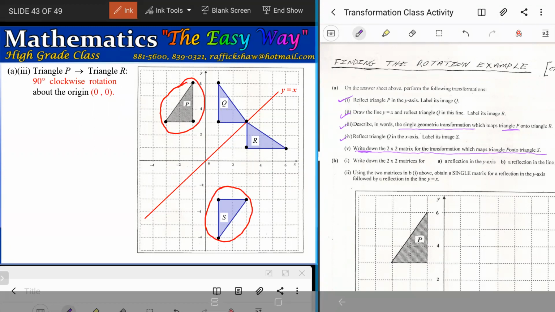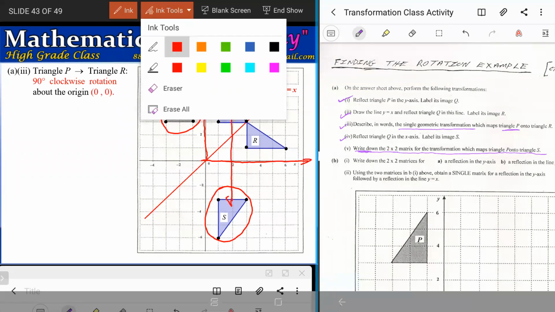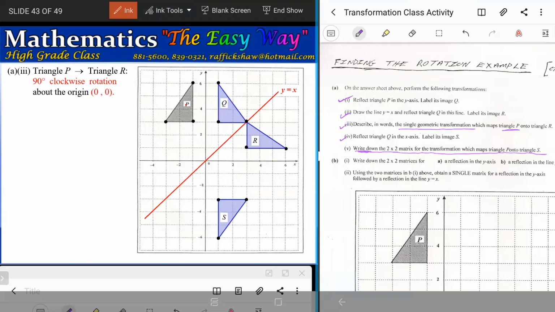What did we do to go from P to S? We have a reflection over the y-axis, see there, to get to that. And then we have a reflection over the x-axis to get to that down there. That's what we did. Reflect over the y-axis to get to Q, and then we reflect over the x-axis to get to S.